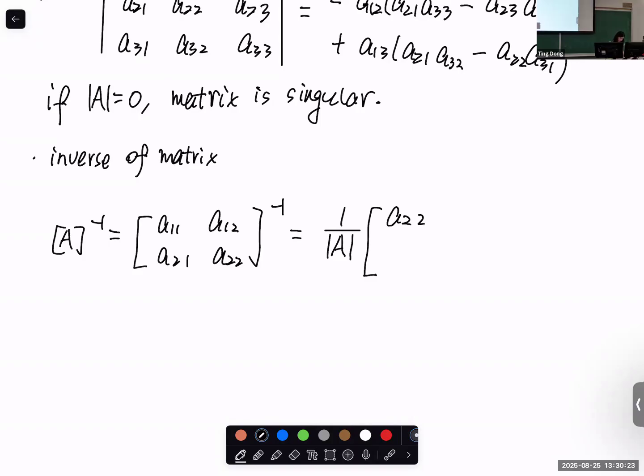The diagonal terms, we need to switch the position. And the off-diagonal terms, we need to add a negative sign. So this is how to calculate the inverse of 2 by 2. For anything higher than 2 by 2 in MATLAB, you just use inv. Define a matrix, inverse A. It will give you the inverse of the matrix.